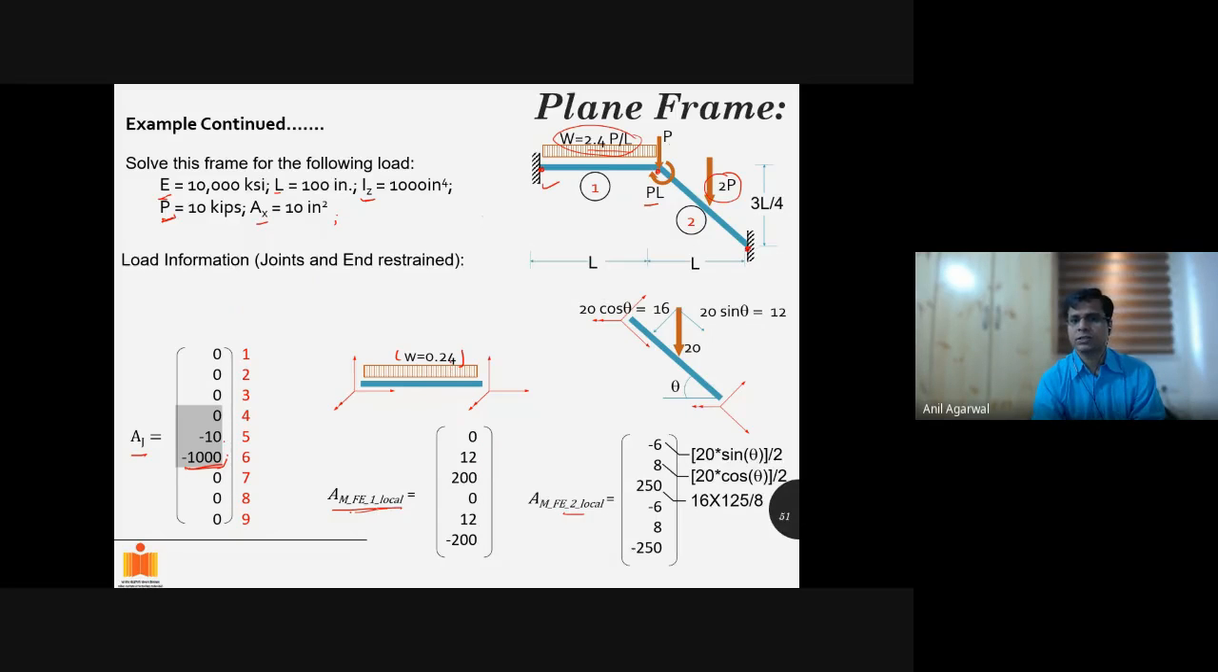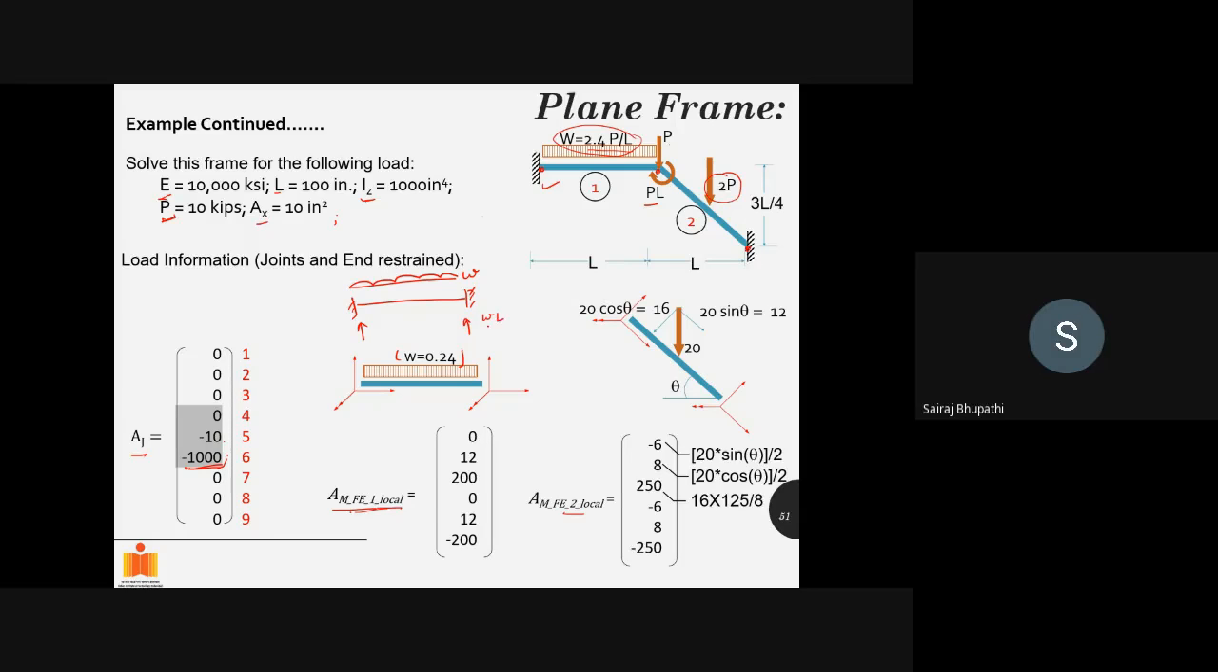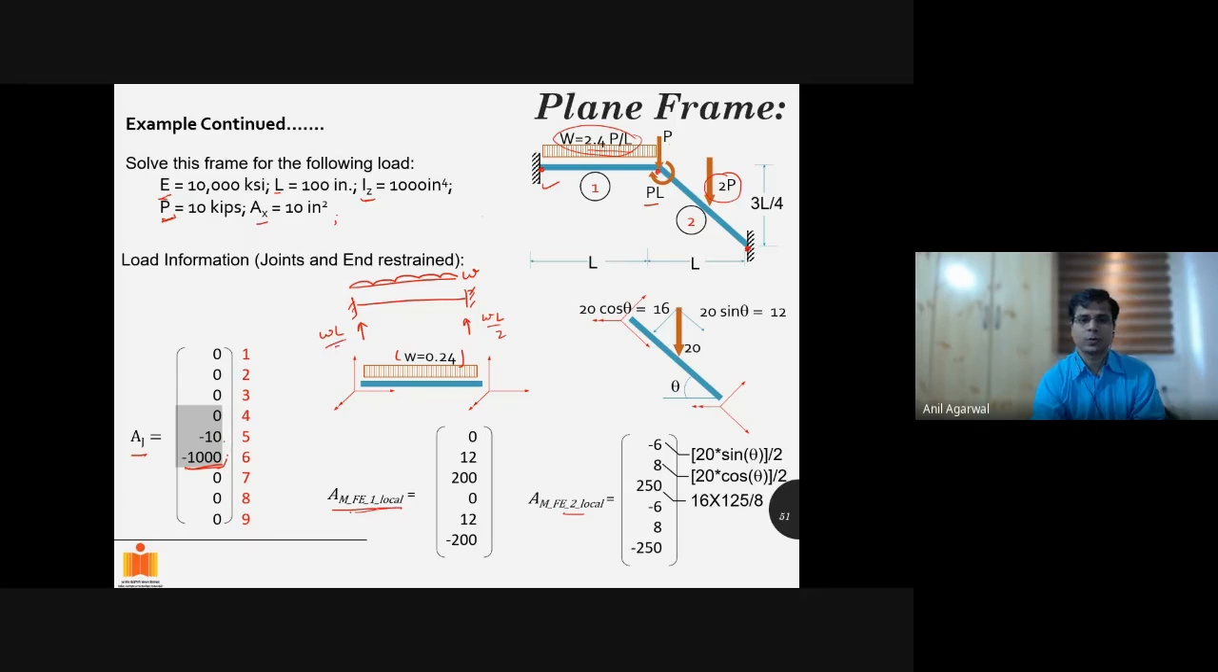Member 1 has this W acting, which is equal to 0.24. So what are the reactions for this? If this was a fixed member and there was a W acting on it, what is the vertical reaction at each end? WL by 2. WL by 2, right? And that is positive, correct? That is in the same direction as these arrows. So W is 0.24 multiplied by 100, that is 24 divided by 2, 12. So 12 and 12 in the second and fifth degrees of freedom.